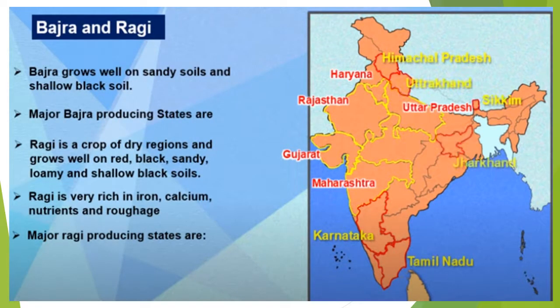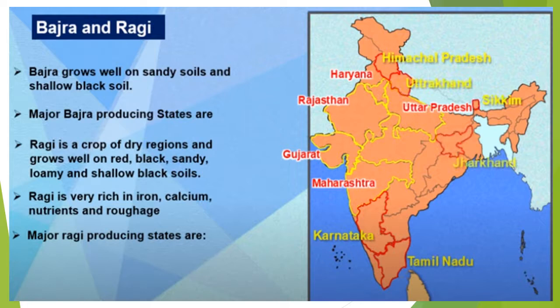Bajra and Ragi. Bajra grows well on sandy soils and shallow black soils. It does not need a fertile soil to grow. And the major Bajra producing states are Rajasthan, Uttar Pradesh, Maharashtra, Gujarat and Haryana. But Rajasthan occupies the first place in producing Bajra.